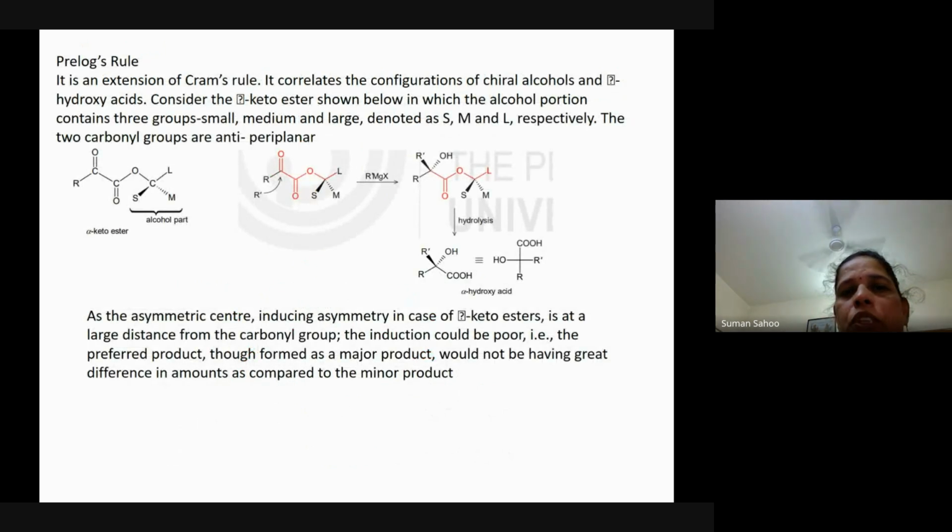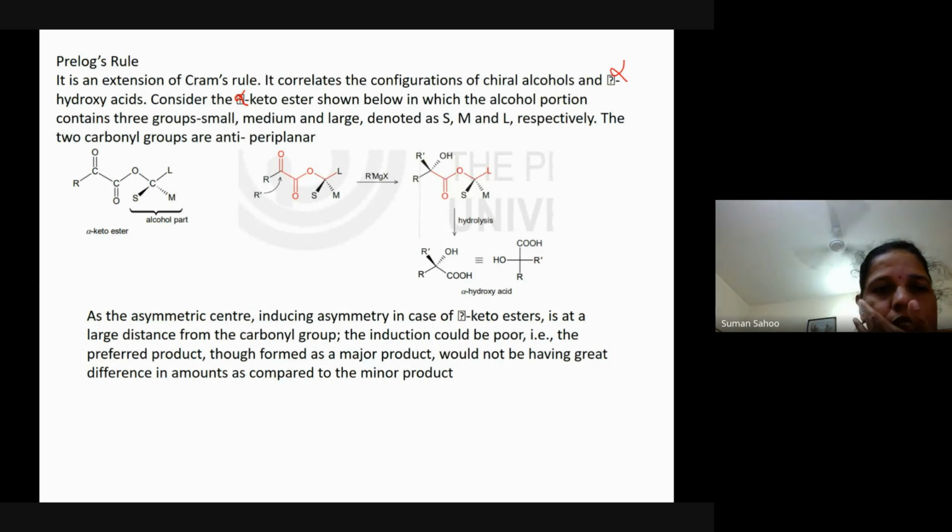So next comes your Felkin rule. So the Felkin rule just extended your Cram's rule, in which the chiral alcohols and your alpha hydroxy acids, alpha hydroxy acid, and this one is your alpha keto ester. Okay, so it correlates the configuration of chiral alcohols and alpha hydroxy acids.